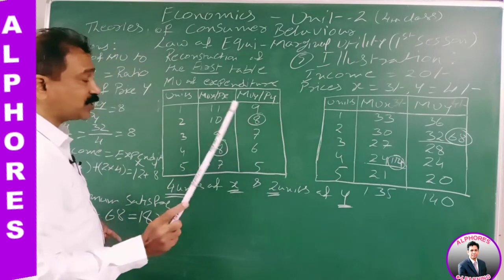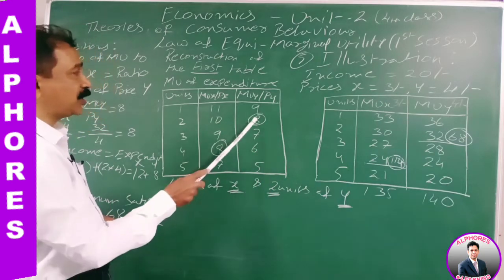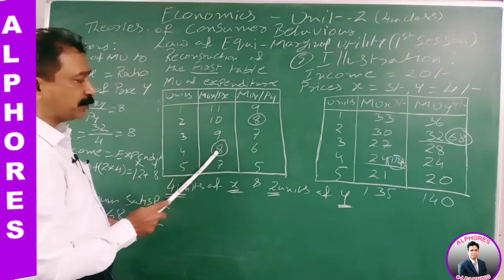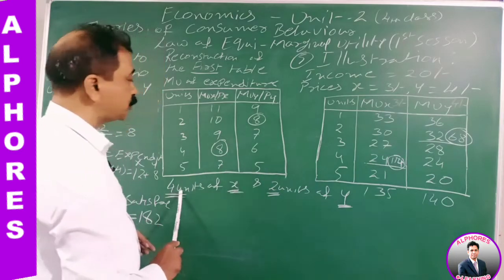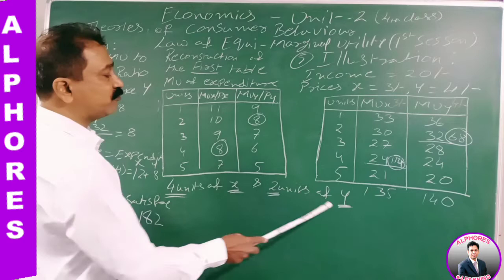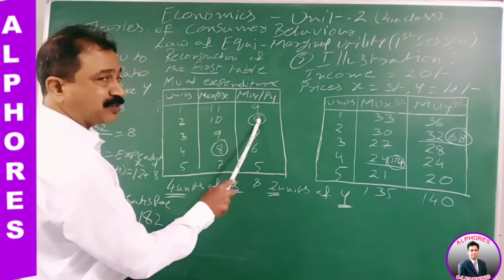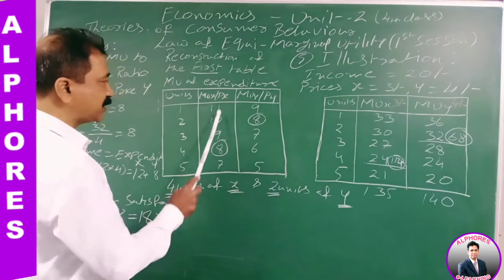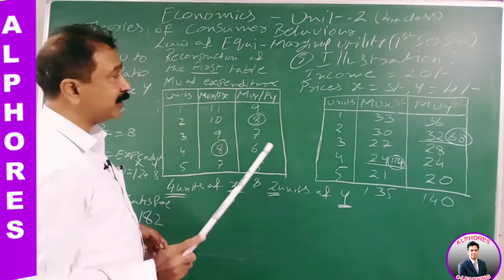Now, what are the conditions? We have seen the conditions. According to those conditions, wherever the marginal utilities per rupee are equal, there we will stop the purchasing. Out of his pocket, he has to spend the total amount. So here we see 4 units of X and 2 units of Y he is going to purchase, because here also he is getting the same 8 utils of satisfaction. Here also 8 utils. 4 units of X, 2 units of Y, and he will be in equilibrium.